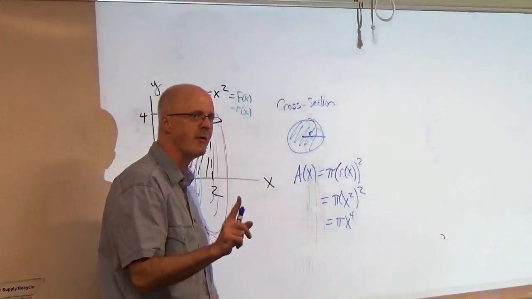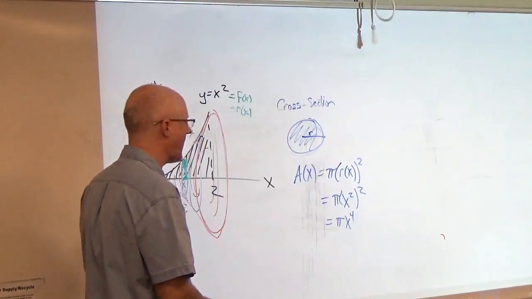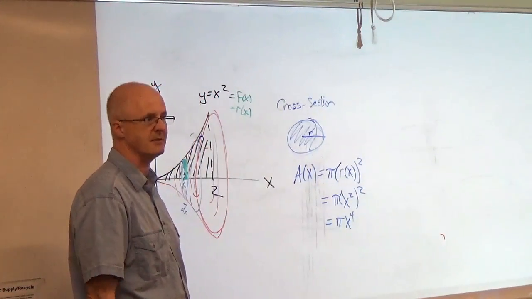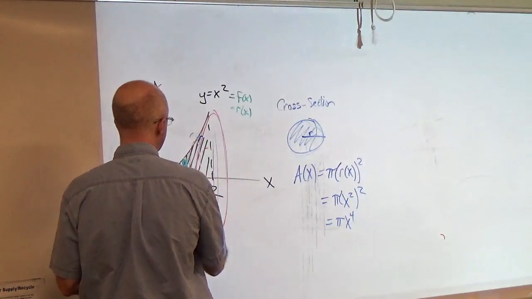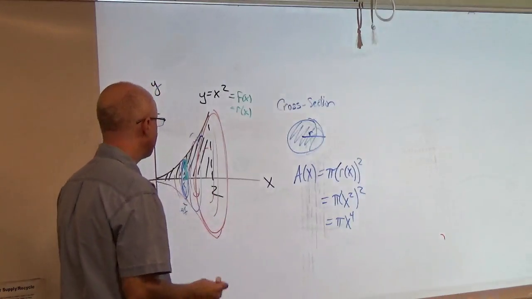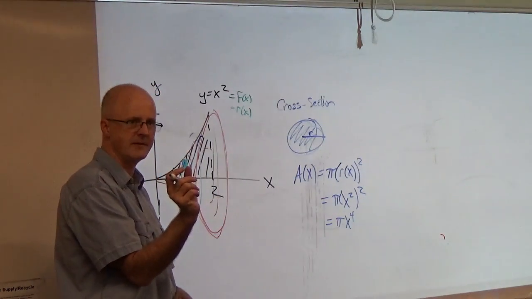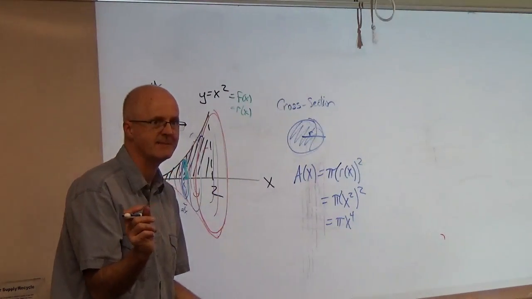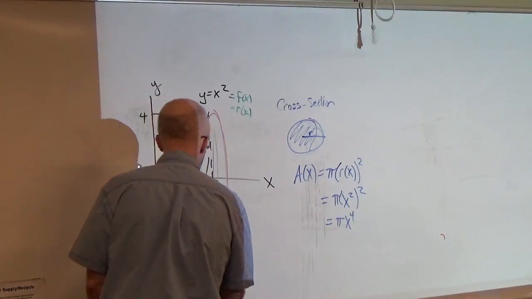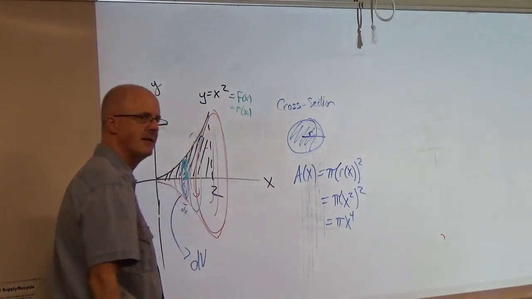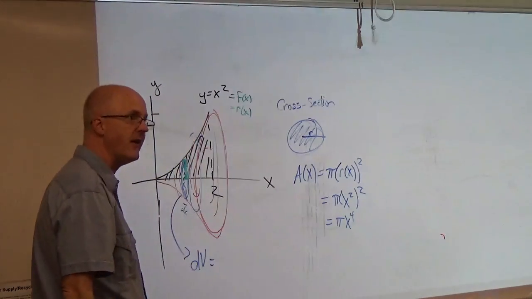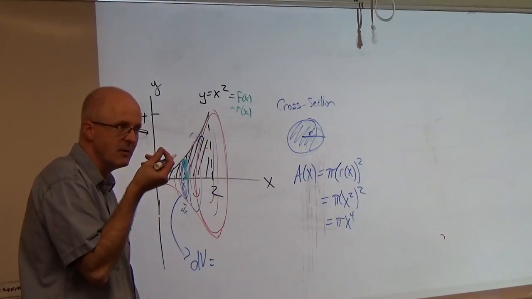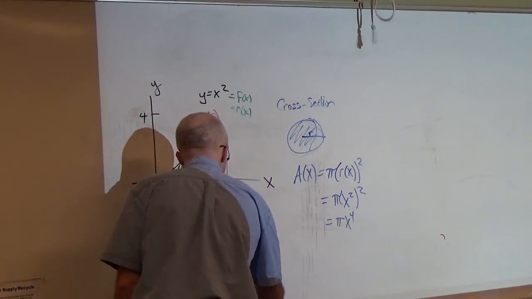But wait, before we write down the integral, let's think intuitively about how to derive the integral. So come back to the really thin hockey puck, thin wafer here. Its infinitesimal width is dx. What's its infinitesimal volume? What's dV? It would be the cross-sectional area times its infinitesimal width. It would be A of x dx.